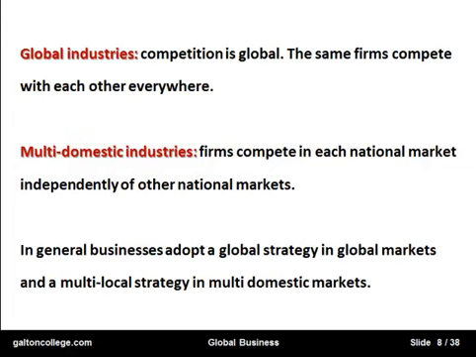In general, businesses adopt a global strategy in global markets. That's when you have the same firms fighting it out everywhere. They have a global strategy in global markets and a multi-local strategy in multi-domestic markets. Multi-domestic markets means many national economies with companies in the various economies, but the companies acting independently of other international companies who make the same product. So they're looking at local conditions and competing locally.